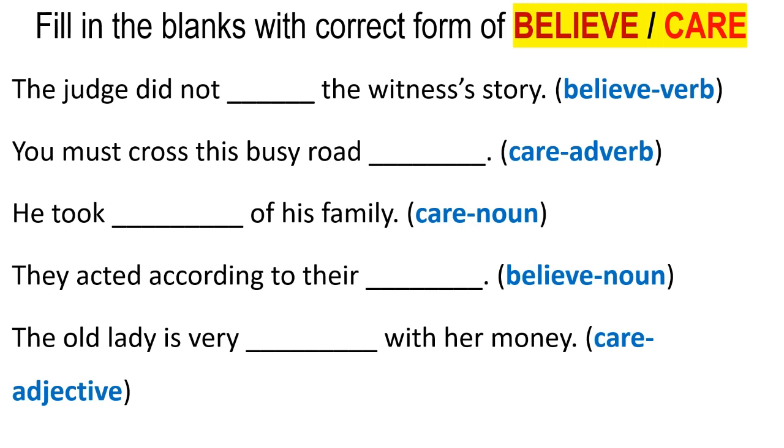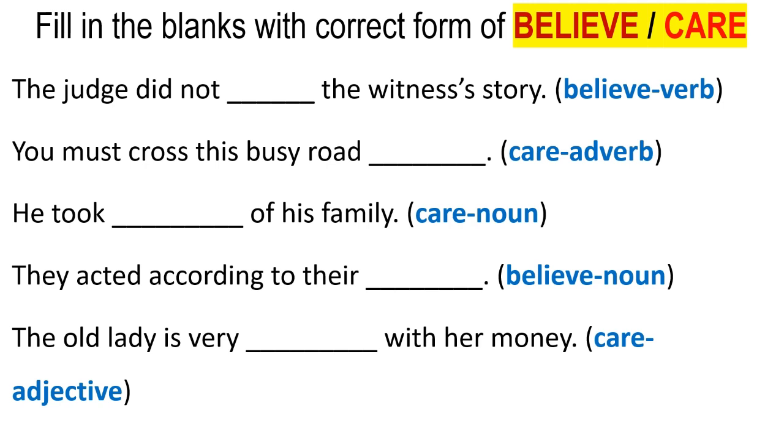Next sentence, you must cross this busy road. You have a blank and the blank has to be filled with care in the adverb form. The adverb form of care. Third sentence, he took, you have a blank, of his family. Now here, in brackets, the hint is given. Care, you have to use as the noun form.